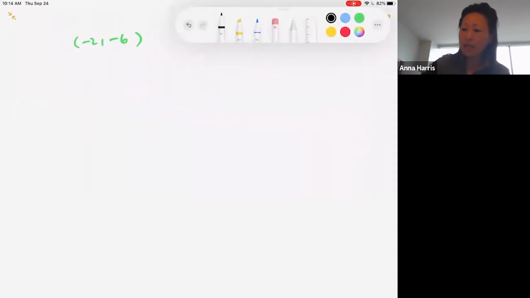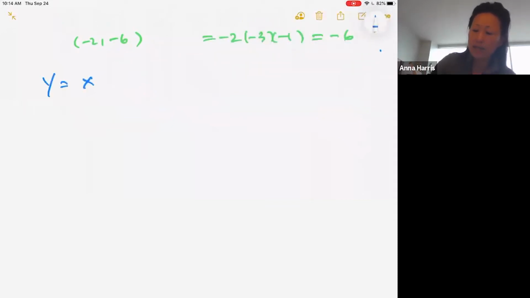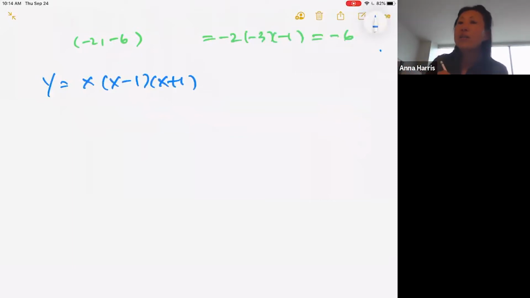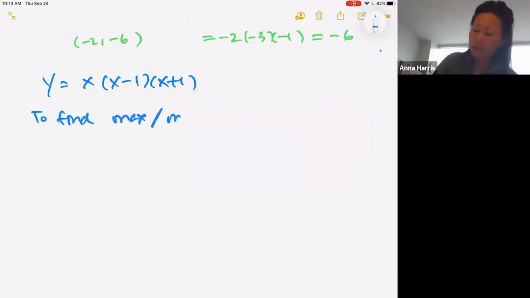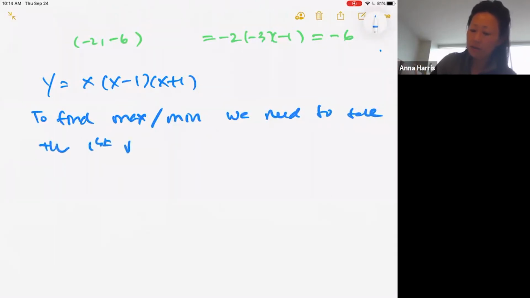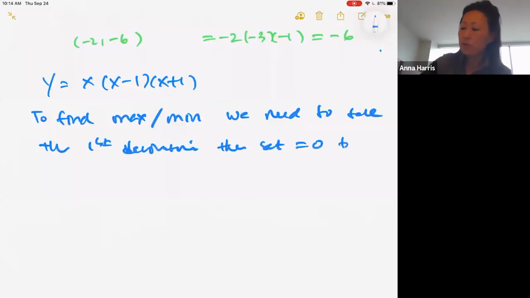So I'm going to rewrite the problem again. So I have the problem y equal to x times (x minus 1) times (x plus 1). Okay, I need to take calculus. I need to take the first derivative to find max or min. To find max or min, we need to take the first derivative, and then set that equal to 0 to find the x value.